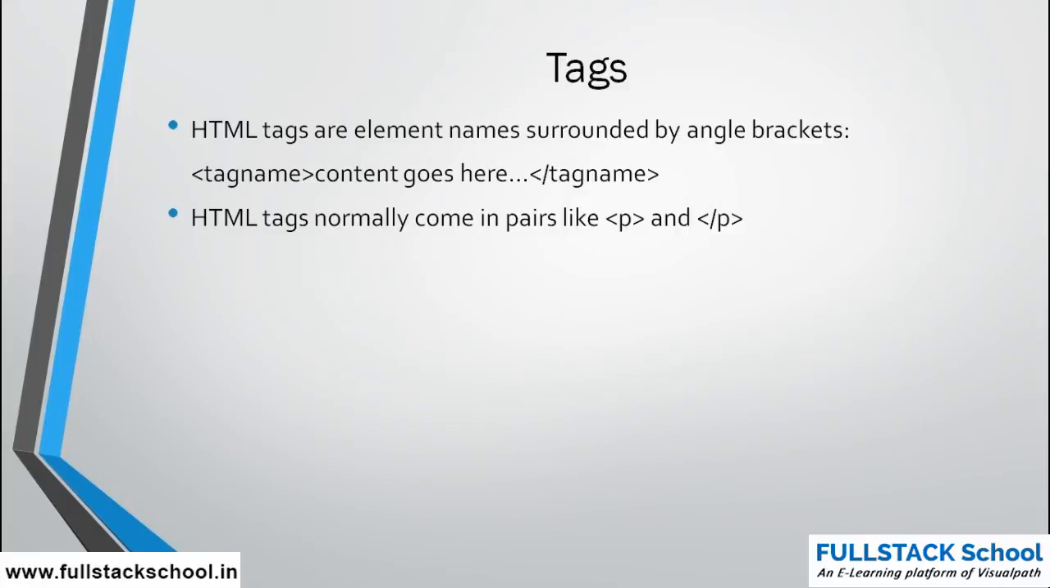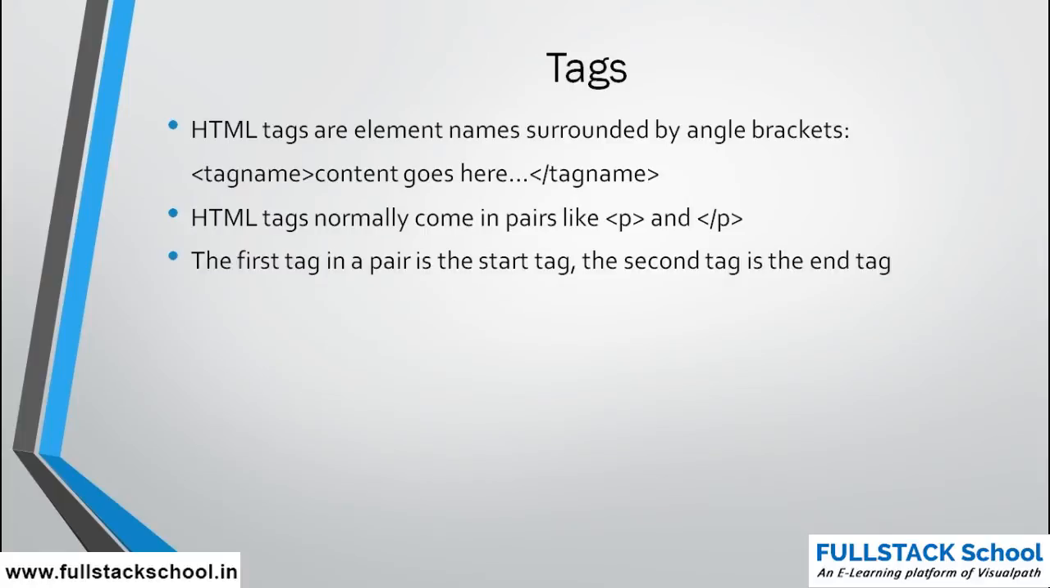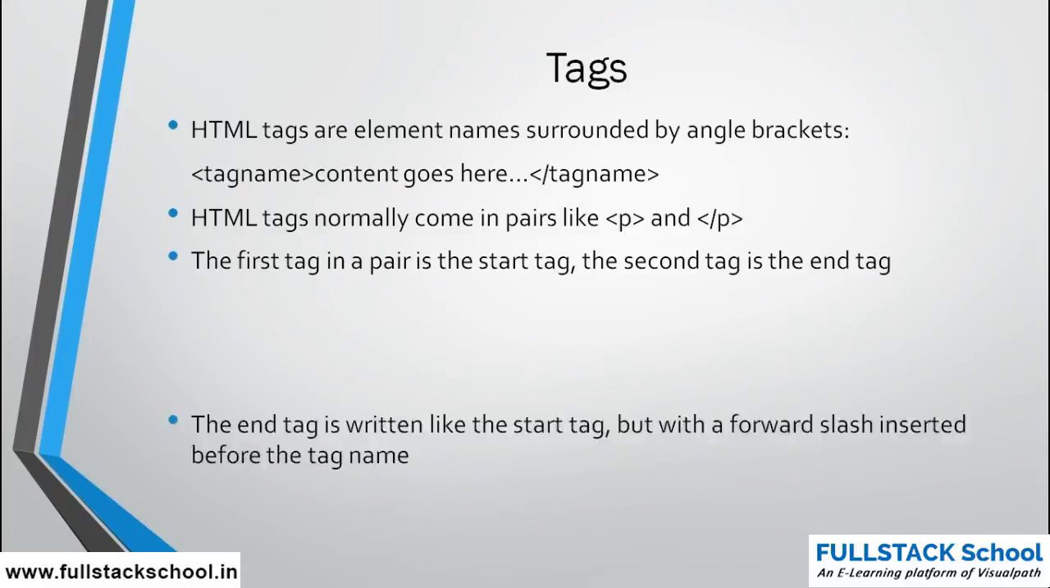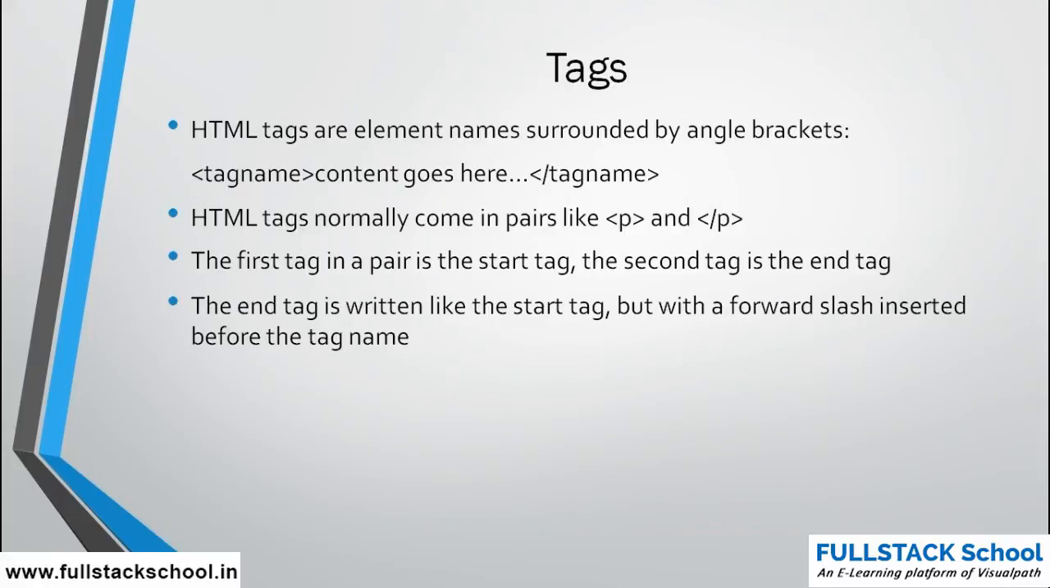HTML tags normally come in pairs, like the p tag, which is opened and closed. The first tag in a pair is the start tag, and the second tag is the end tag. The end tag is written like the start tag, but with a forward slash before the tag name.